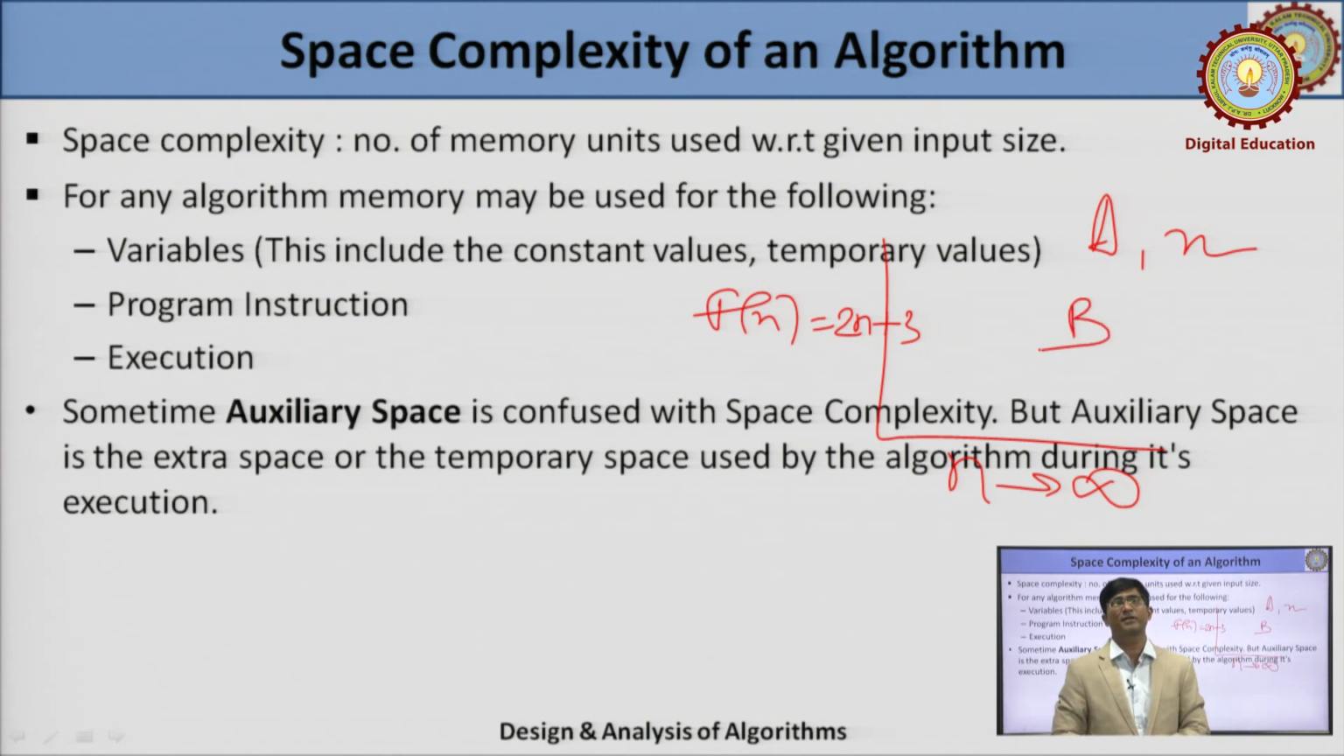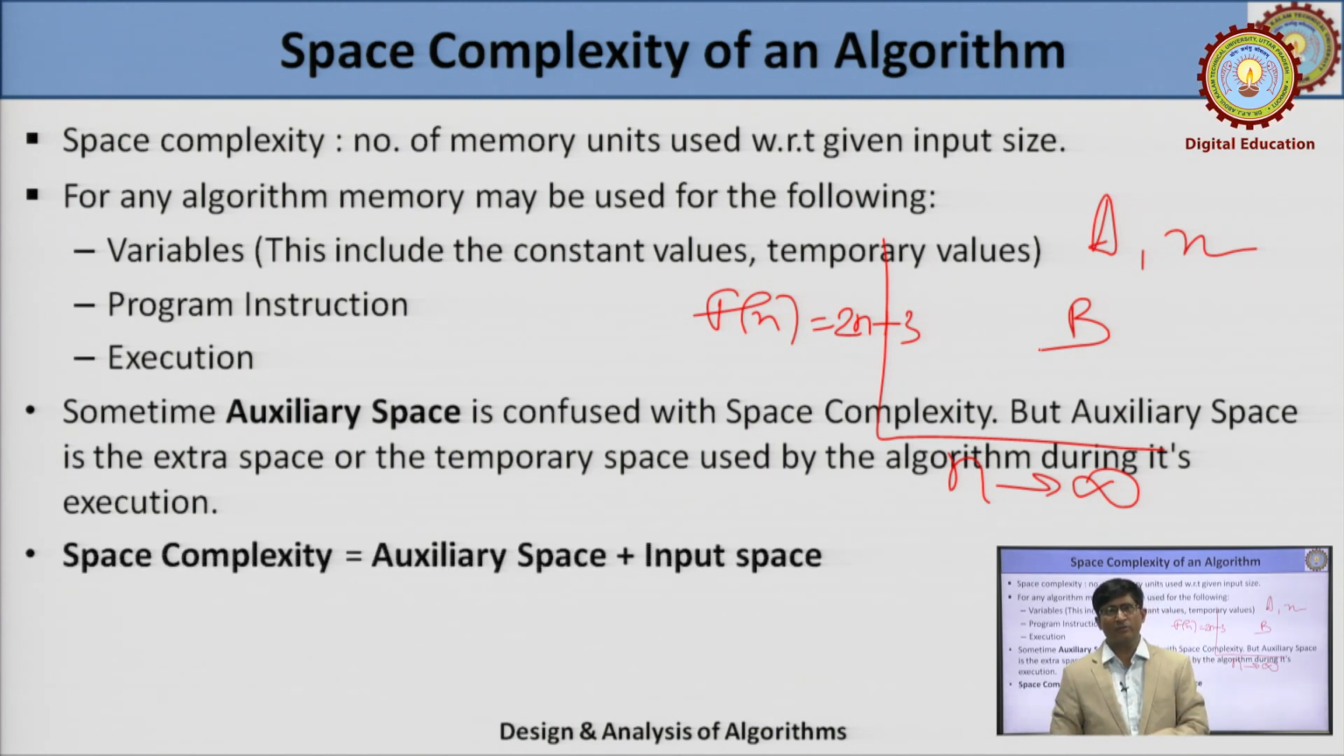An auxiliary space, right. So, if we sum up the things, the space complexity is nothing but the auxiliary space plus your actual input space. For example, here if in the algorithm I am using the array A and n, this would be called the input space, and if this B array is used additionally, then B would be called what? The auxiliary space. So, the sum of these two would be called what? The space complexity of the algorithm.